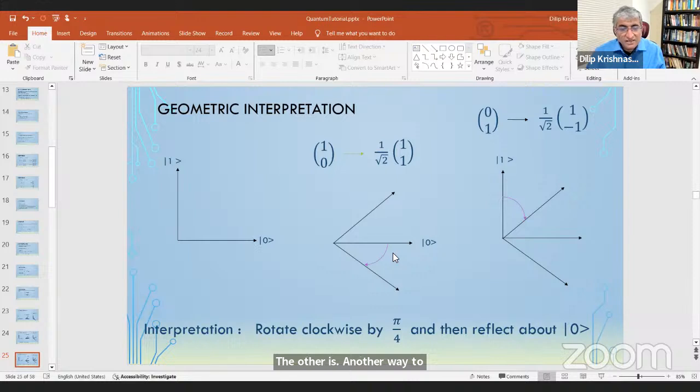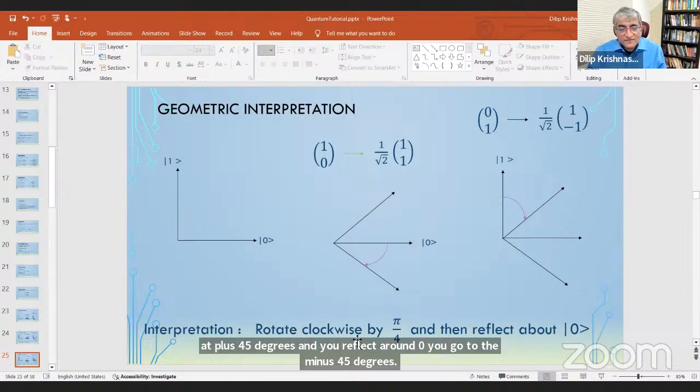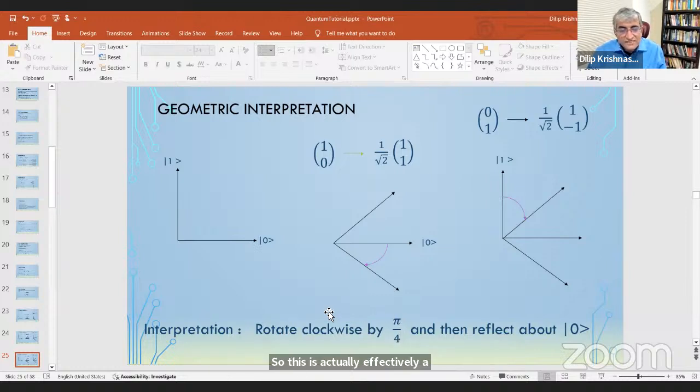Another way to say it is, rotate clockwise by pi by 4 and then reflect around 0. So if I can do a rotation and then a reflection around 0, that will take you here. For ket 1, starting on the y-axis, if you rotate clockwise by pi by 4, you're now at plus 45 degrees, and you reflect around 0, you go to minus 45 degrees. So this is effectively a product of two matrices, one which says rotate by pi by 4 and then reflect around 0.